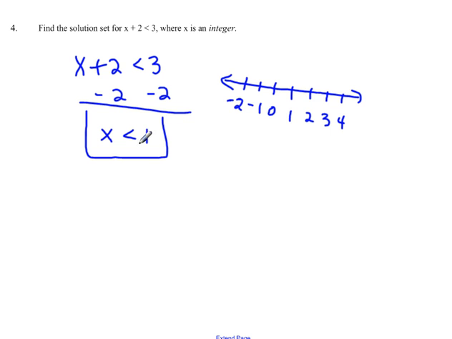Okay, what is the first integer less than 1? Well, again, it wouldn't include 1 because 1 isn't less than 1, it's equal to 1. So the first integer would be 0. What's the next integer? Well, integers do include negatives, so we'll keep going. -1, and then -2, and then it keeps going and going and going. So we darken that arrow.